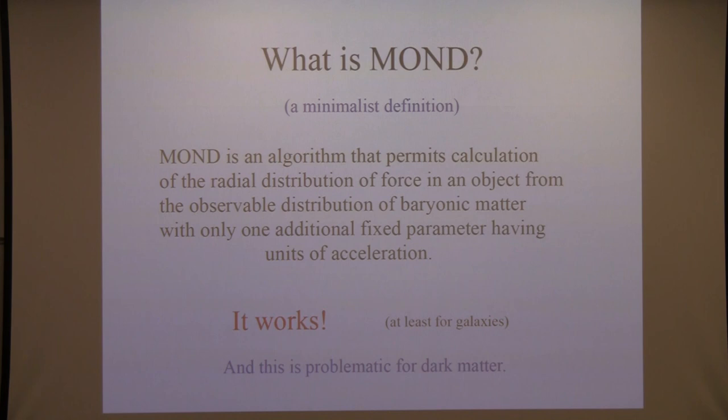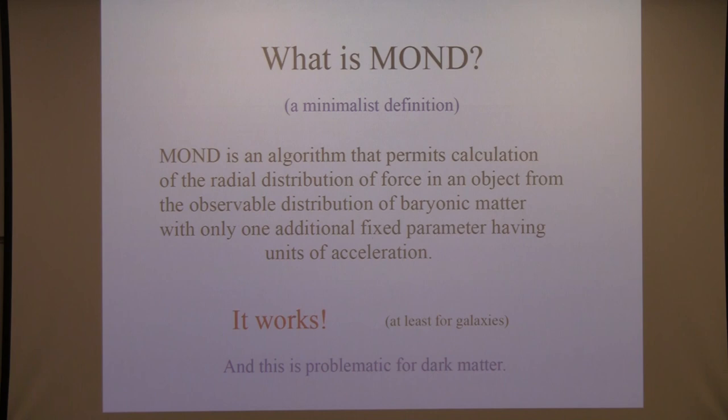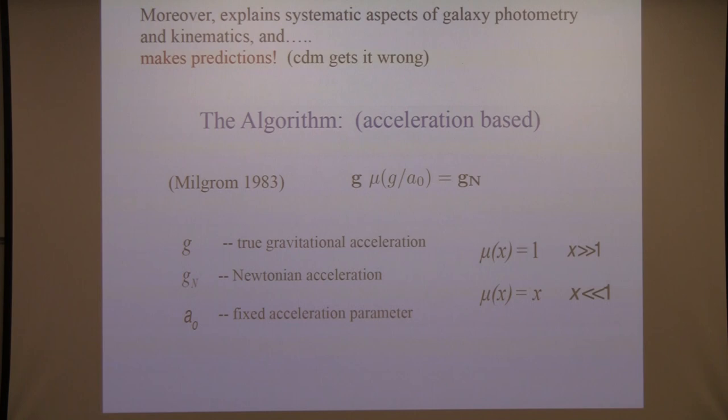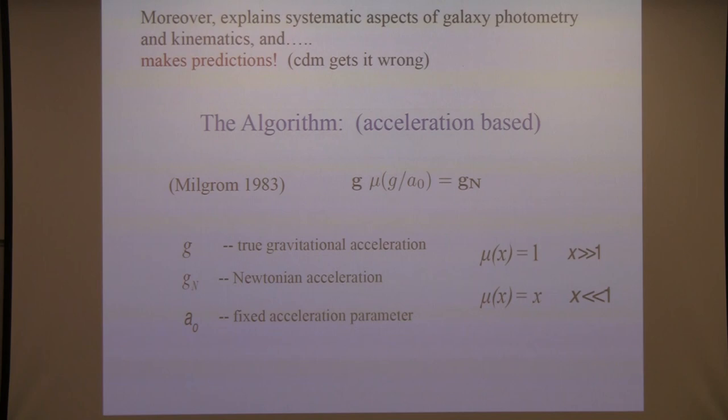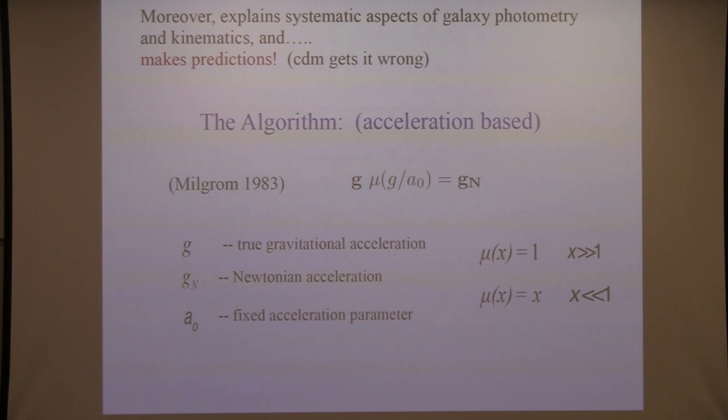It works at least very well for galaxies, and this is problematic for dark matter, because that's not something that dark matter, as it's perceived to be, can naturally do. It's hard to imagine how a dark halo could respond so sensitively to the actual observed distribution of matter. And the algorithm, which is due to Milgrom in 1983, seminal papers, explains the systematic aspects of galaxy photometry and kinematics, and it makes predictions which CDM, the standard dark matter paradigm, gets wrong. It's very simple.